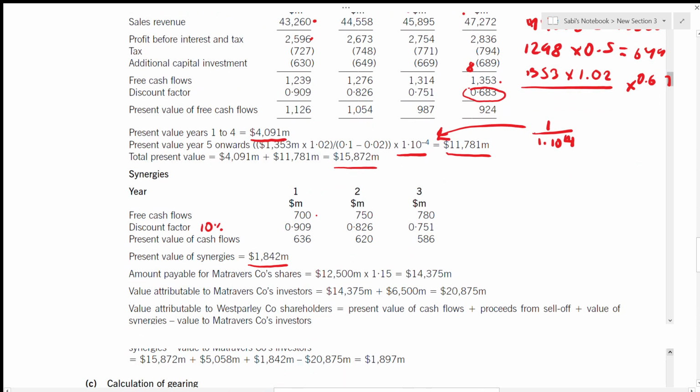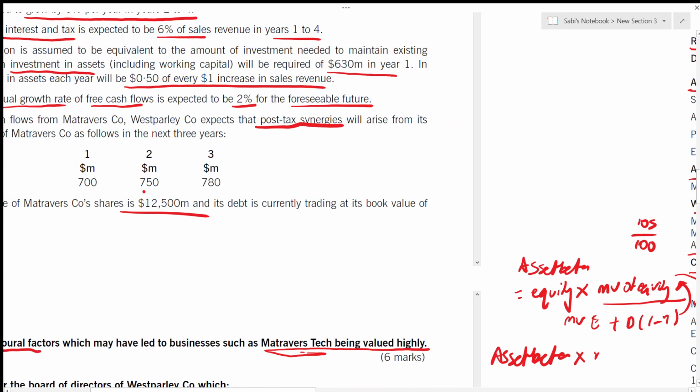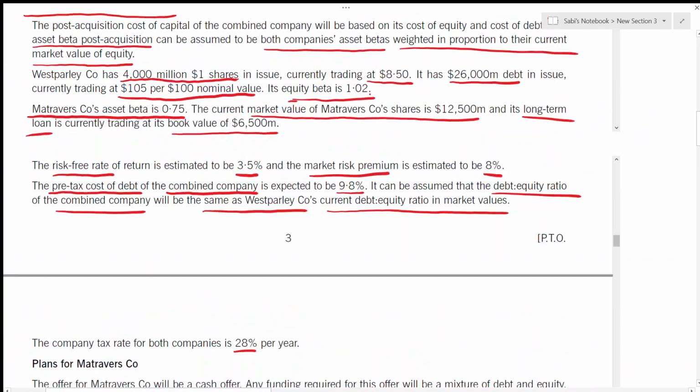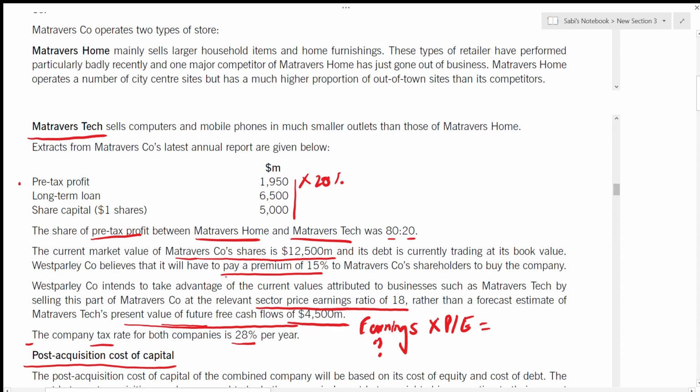Now, what is the amount payable for the Matt River shares? How much are you paying? You are paying a premium of 15%. I will take you there, in case you forgot, because it is mentioned very early in the first part. Yes, here: pay a premium of 15%. This one, right? So they will pay a premium of 15%.